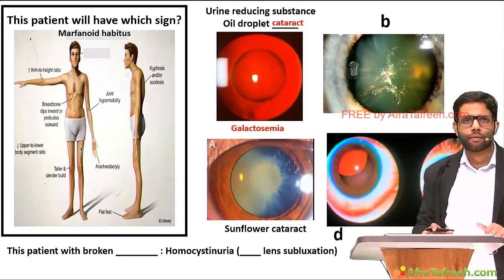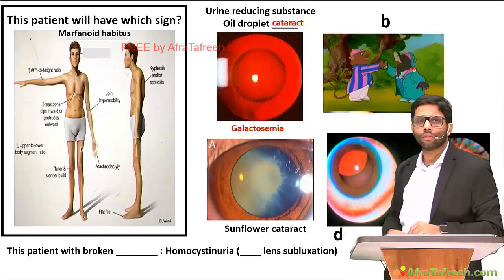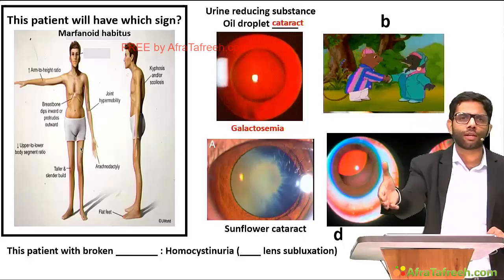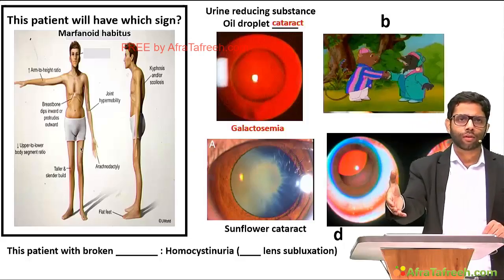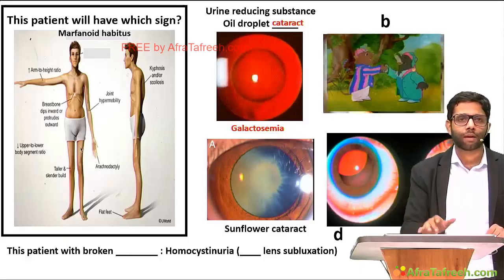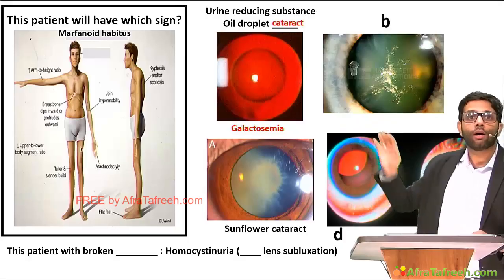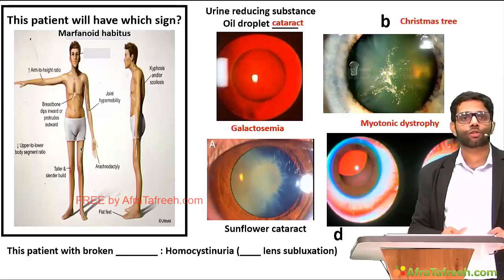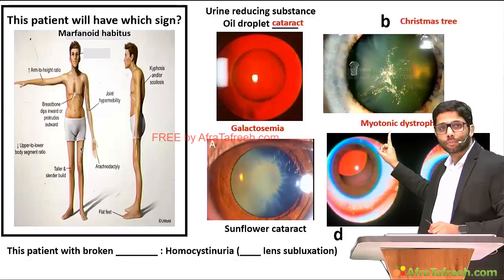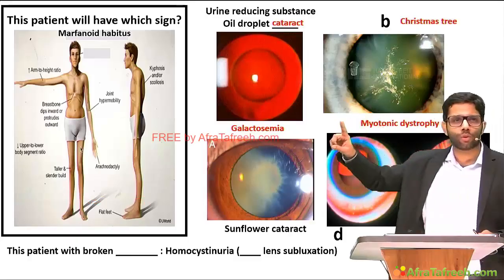What is this? There was a patient. I saw a patient. I shook his hand. He was not releasing the grip. What is this? I made him sit at the slit lamp. On the slit lamp I saw Christmas tree cataract: myotonic dystrophy. Difficult to release the grip. Christmas tree cataract is not related to Marfanoid habitus.